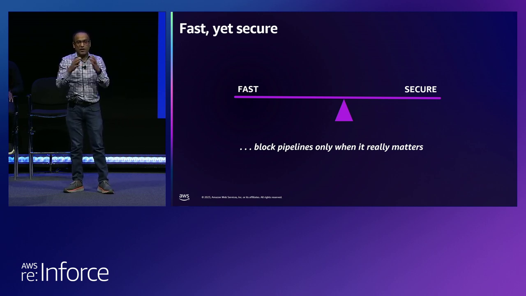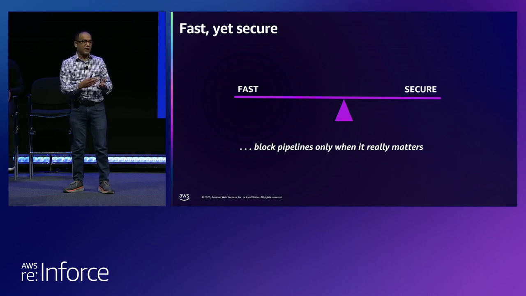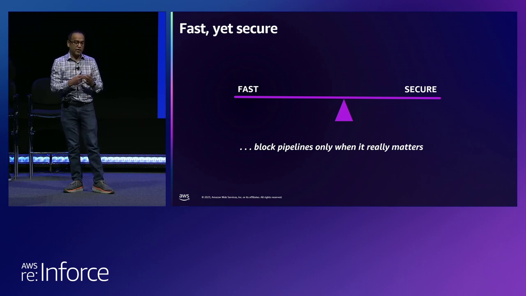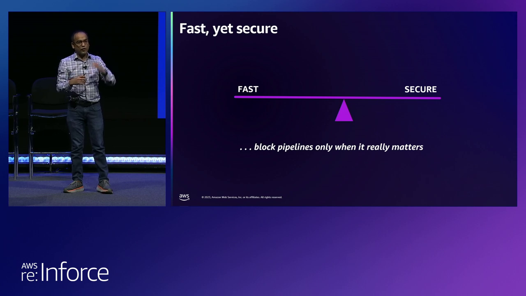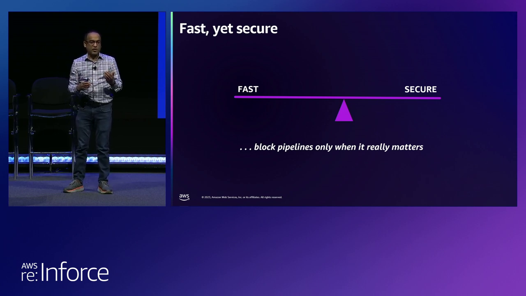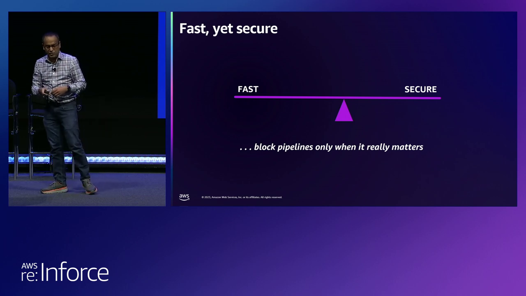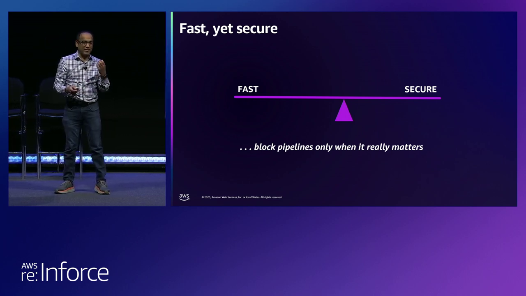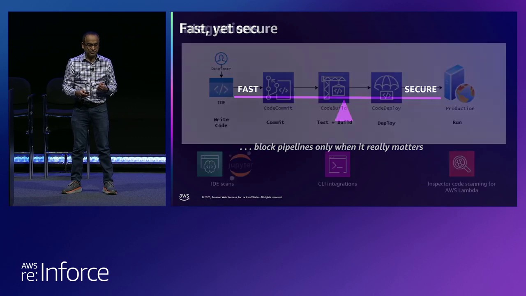So you can add it into a pipeline and get the results really, really fast. And of course, because we keep a low false positive rate, most of the time you shouldn't have to block your pipeline, because we ensure that you only need to block the pipeline on really, really critical issues.